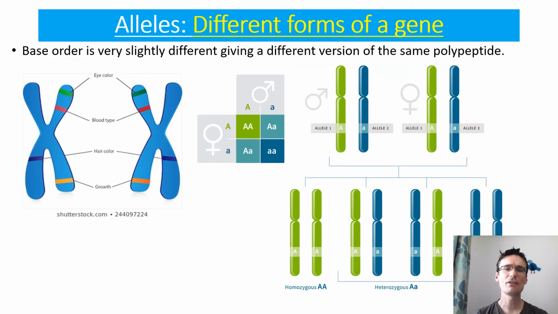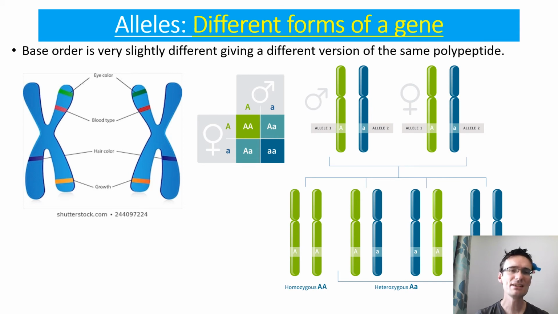So here we have something new to start to look at then. We've got alleles. You need to know what an allele is: it's a different form of a gene. You might have said at GCSE it's a version of a gene, but basically the base order is ever so slightly different, and that is caused because of a mutation. That gives a different version of the same polypeptide. So it still makes the same protein, but it might have a very, very slight difference to it.